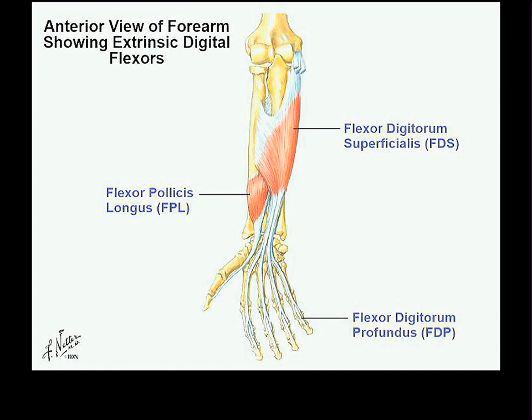These are the extrinsic digital flexors. Now, these are flexor digitorum superficialis and flexor pollicis longus, which is a digital flexor, but not a flexor of a finger. It's a flexor of the thumb. Thumb is a digit, but not a finger.